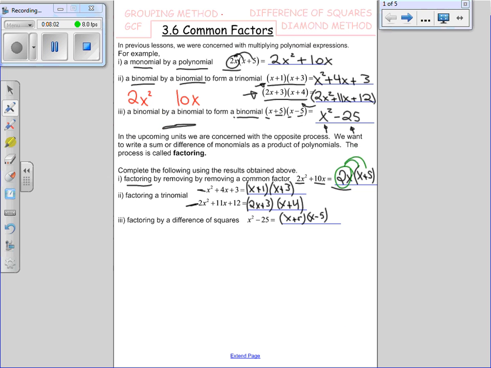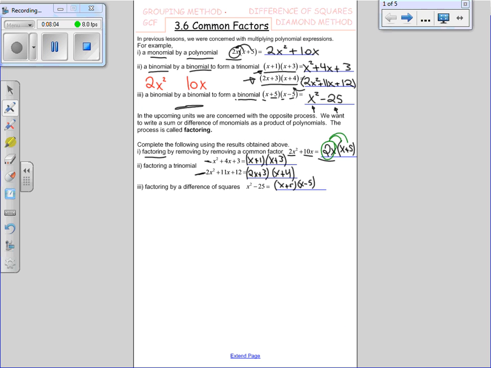I'm looking back at the top. So you get just 2. X squared minus 25 was created by this question up here.